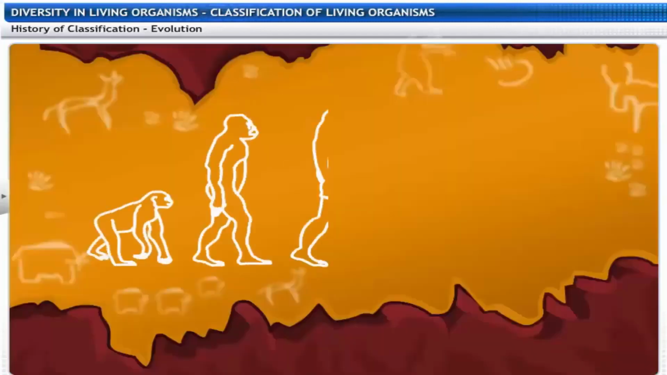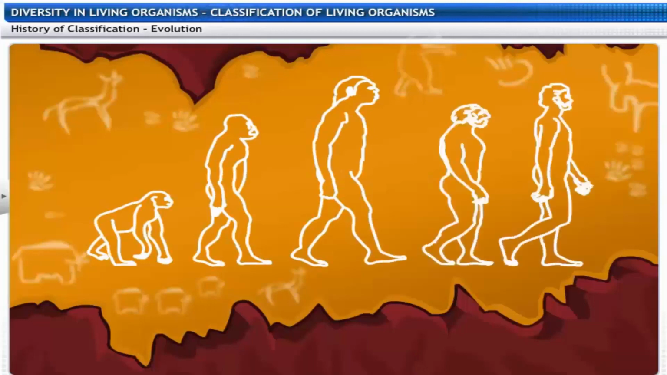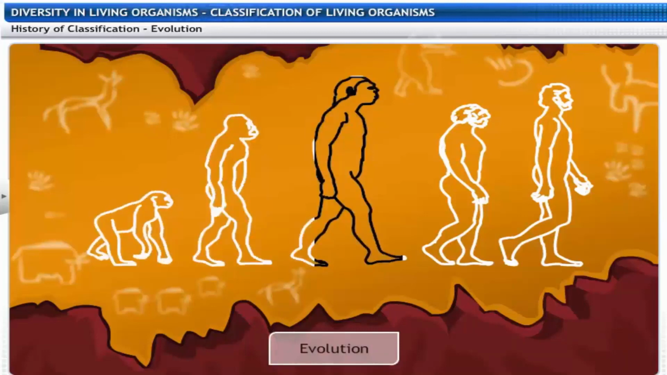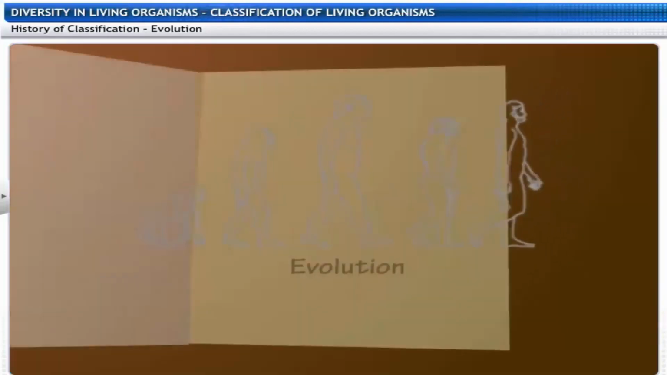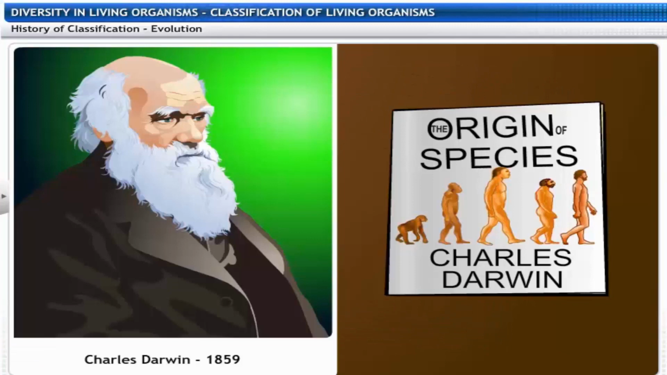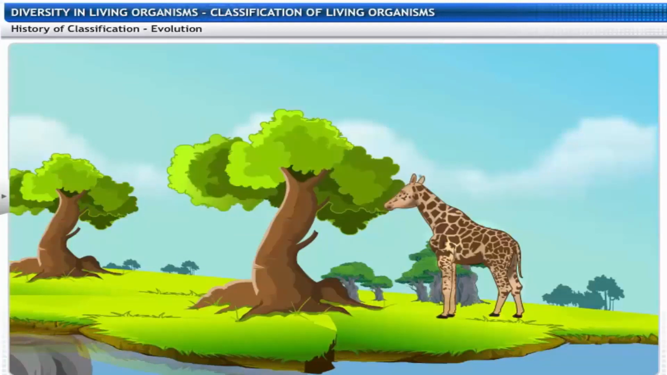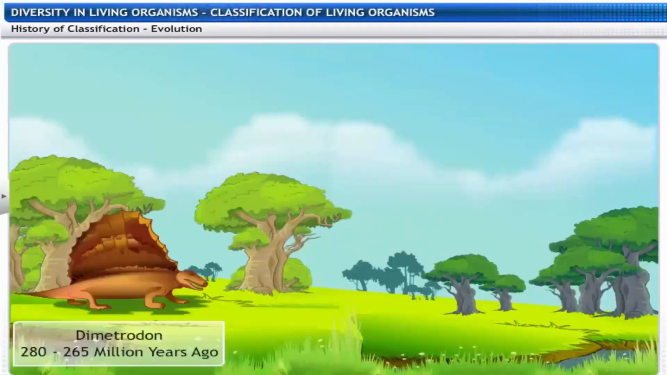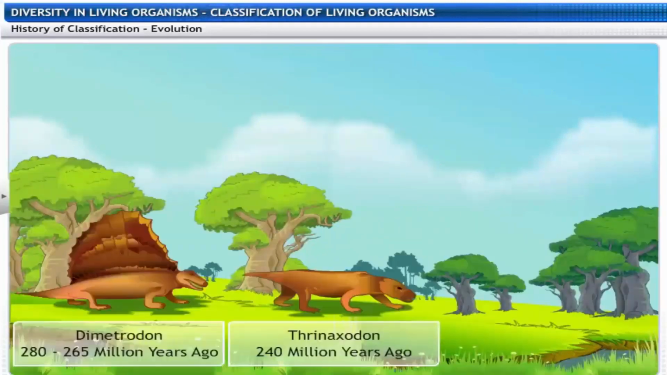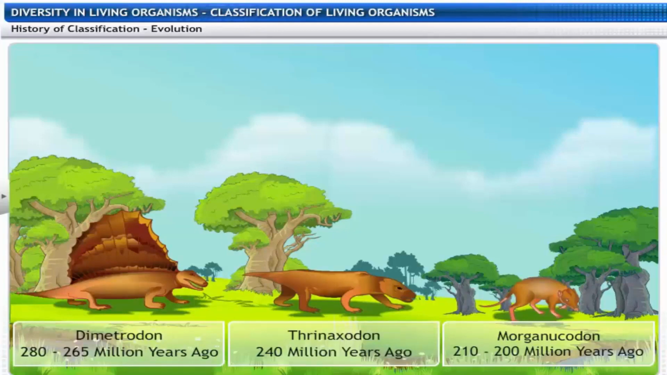But forms and functions evolve with time. Evolution is the change in inherited traits from one generation to the next. It was Charles Darwin who put forward the idea of evolution in 1859 in his book, The Origin of Species. Most life forms that we see today have evolved to survive better. Hence, classification of life forms is closely related to their evolution.